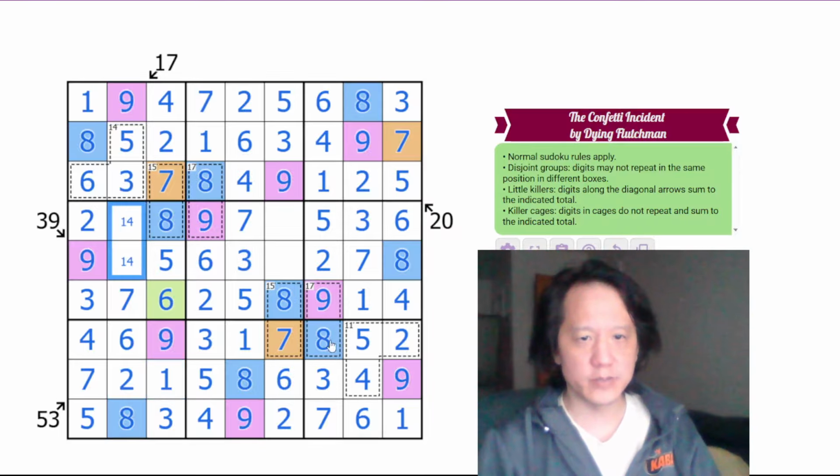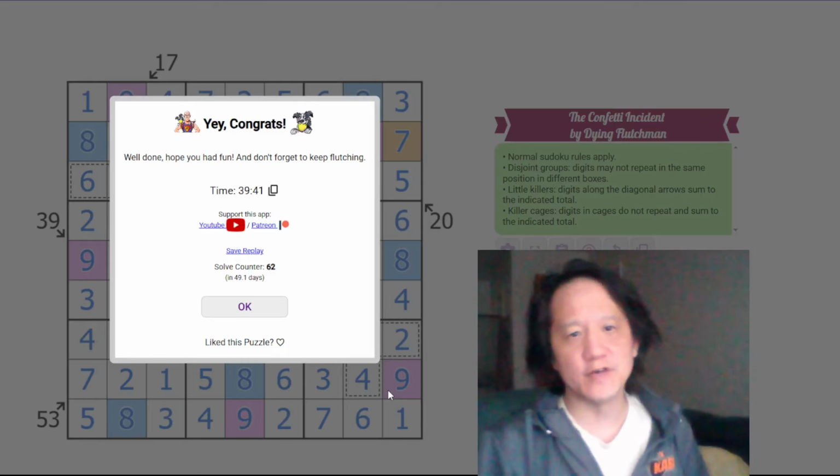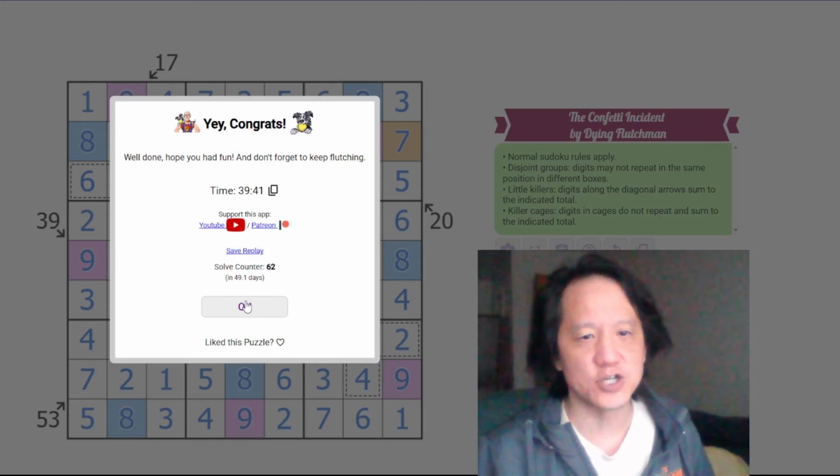That means this can't be 2. We can't have 4 in the central cell, so this is 1, that's 4, which makes this 1 and that 4. Well done. Hope you had fun. And don't forget to keep fletching.